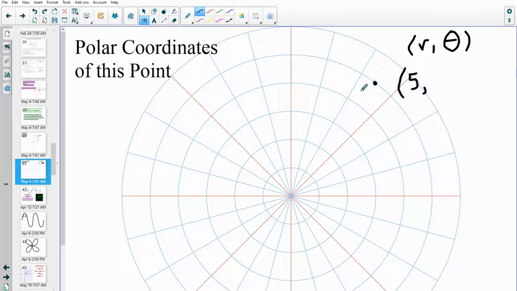And then I'm not sure what this angle of rotation is. This would be pi over 4. This would be pi over 3. So we're somewhere between pi over 3 and pi over 4. I'm not sure exactly what that amount is, but I do know that in rectangular coordinates, it's about 53 degrees.